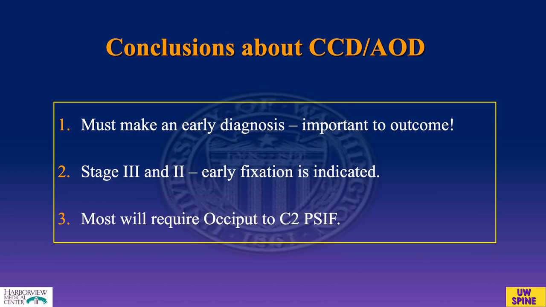as a bartender. So in conclusion, it's important that we make an early diagnosis. This is important to outcome. It's important to the long-term recovery of these patients. Stage 3 and Stage 2 should undergo early fixation as soon as possible. Stage 2 are the dangerous ones. Stage 3 have the worst prognosis. And again, most of these are going to require a minimum of an occiput to C2 posterior spinal instrumentation fusion.